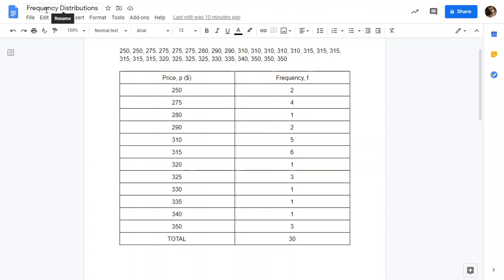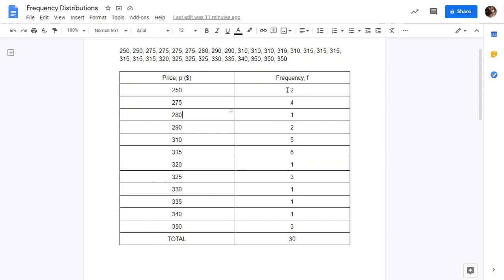So right here I've got these prices in ascending order, starting at $250 for the cheapest one and then $350 for the most expensive one. So our frequency distribution just looks like this. We've got a couple column headers. We've got P for price and F for frequency, and then we just start at the low end. You can start at the high end if you want, but we've got 250 two times, 275 four times. There was one bicycle that cost $280. That only showed up one time, so we put a 1 there.